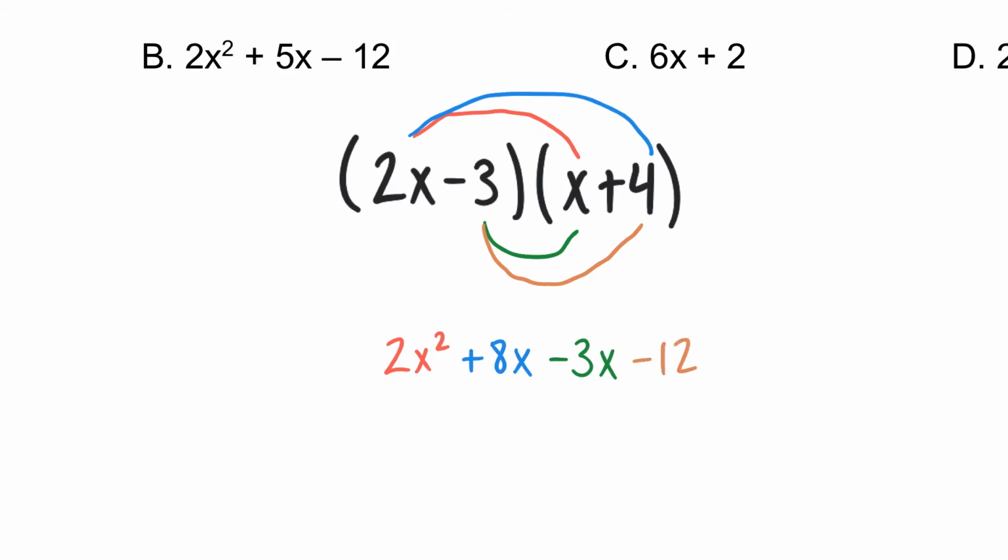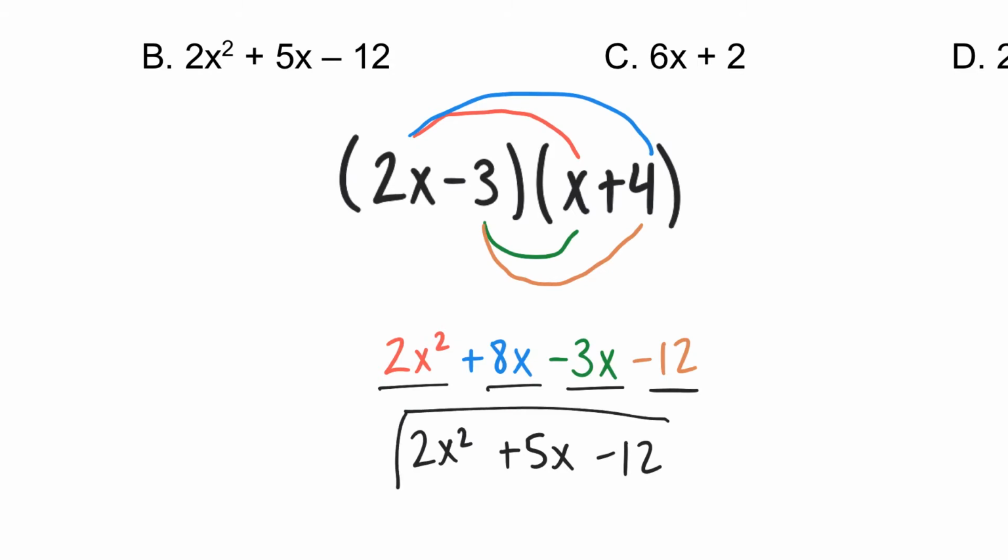Then you just need to collect like terms. So you have 2x squared. And then how many x's do we have? We have 8x minus 3x. So that's going to be plus 5x. And then you have minus 12. Okay, so that right there would be the area.